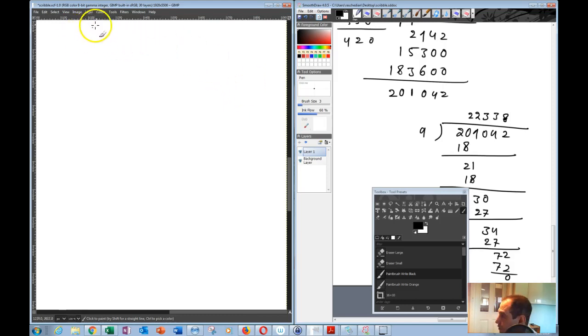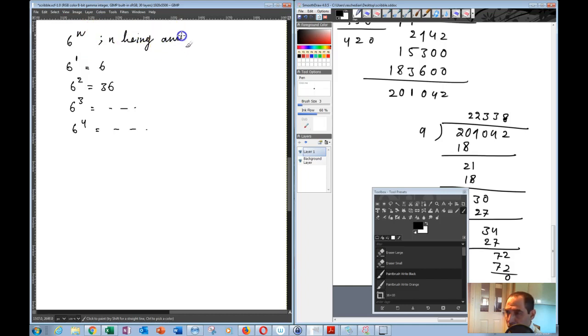So the question is, check whether 6 raised to the power n can end with the digit 0 for any natural number n. It can be useful in some circumstances. You want to know if 6 raised to the power n can end with a digit 0. For example, 6 raised to the power 1 is equal to 6, 6 raised to the power 2 is equal to 36, 6 raised to the power 3 is equal to some number, 6 raised to the power 4 is equal to some number, and n can be any natural number.